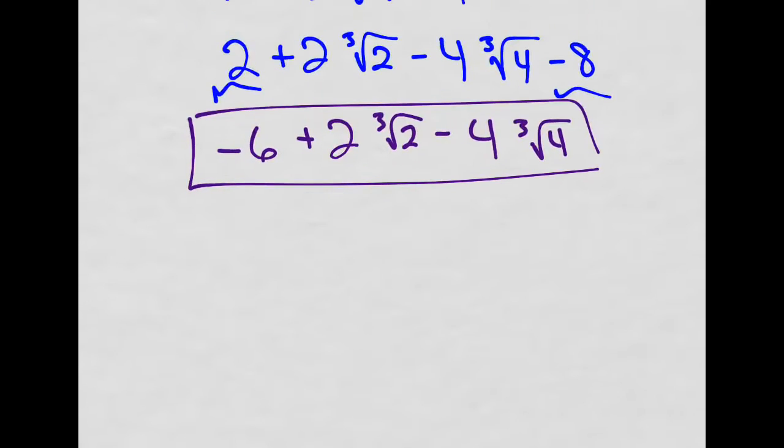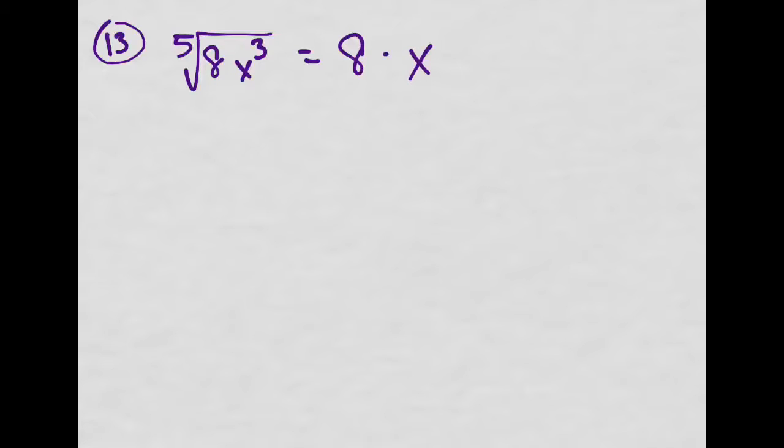Number 13 says we're going to write it in exponential form. So in other words, they're giving me a radical form, and when we rewrite it, we only want to use exponents. Okay, so here we go. I know I've got an 8, and I know I've got an x. The 8 is raised to the first power, taking the fifth root. So first power, fifth root. The x is raised to the third power, taking the fifth root. So the third power, the fifth root. And then that would be your final answer.